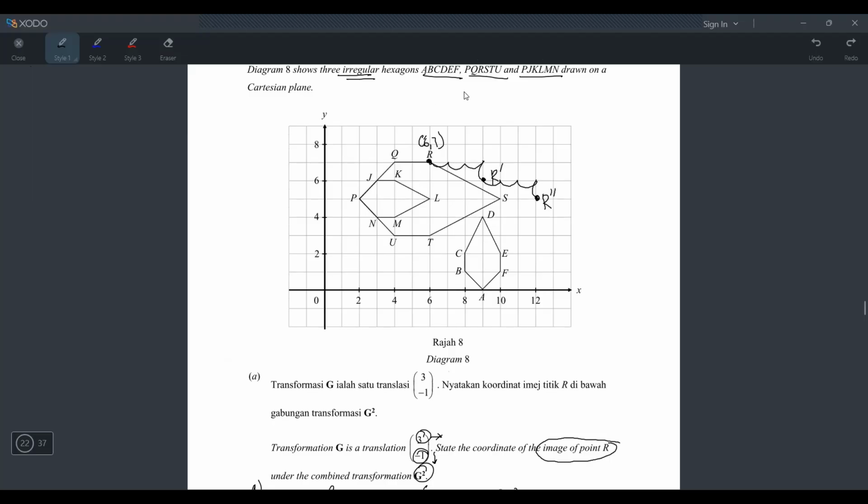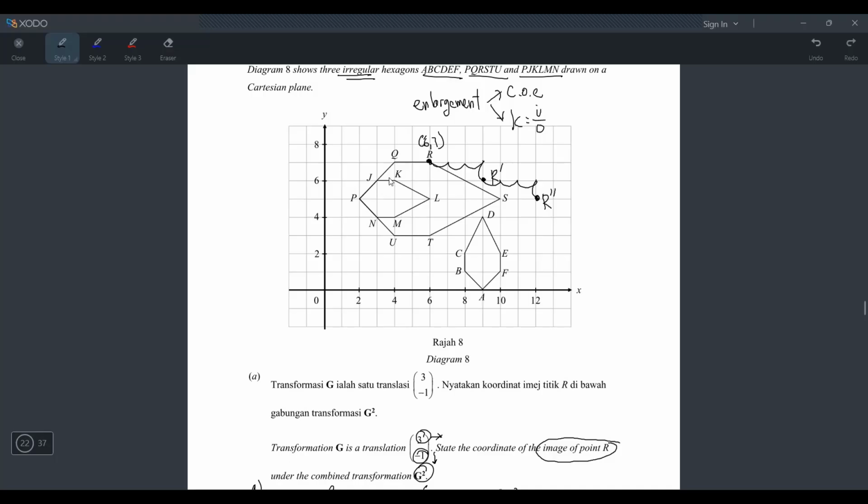But when you describe enlargement, you still have to mention two important things. One important thing you have to mention is the COE, which is the center of enlargement. And another thing is the K. K is the scale factor. You find it by taking the length of image divided by length of object. Length, not area. Okay, length.